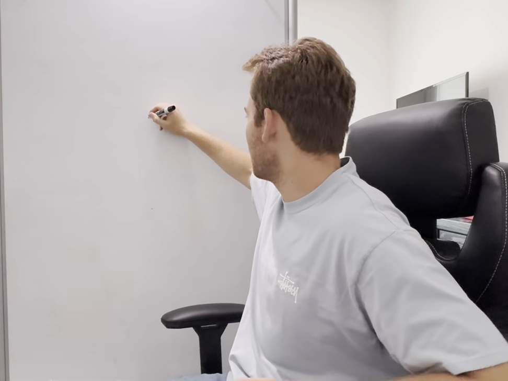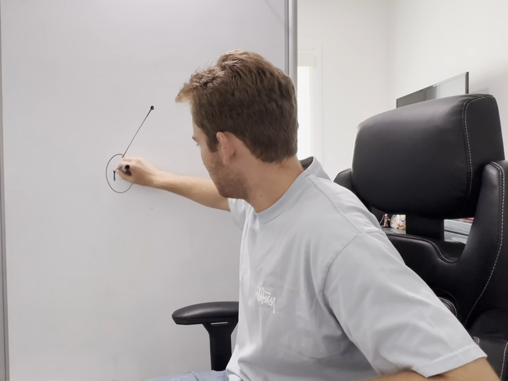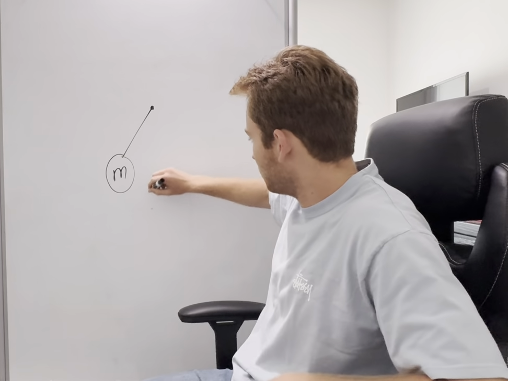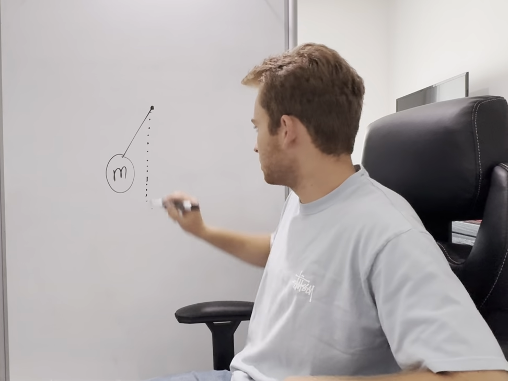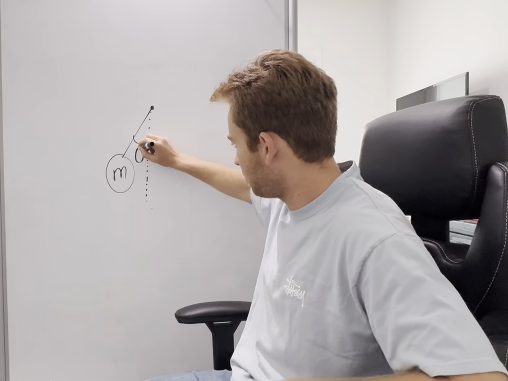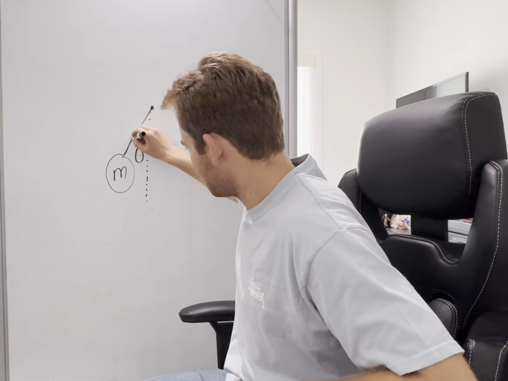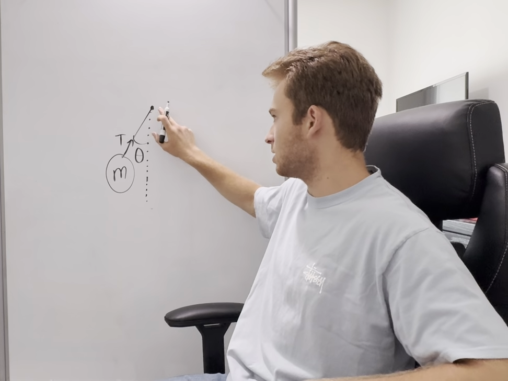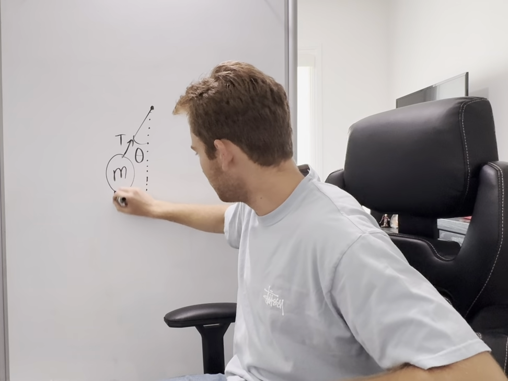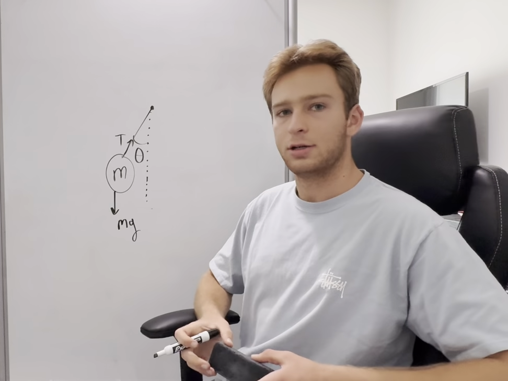When doing a physics problem like this, I always like to draw it out. You have a mass m hanging on a string, and we'll take this vertical line, and say that it's at some angle theta from the vertical. The forces acting on this are tension from the string pointing towards the pivot right here, and the force of gravity, mg, acting downwards.